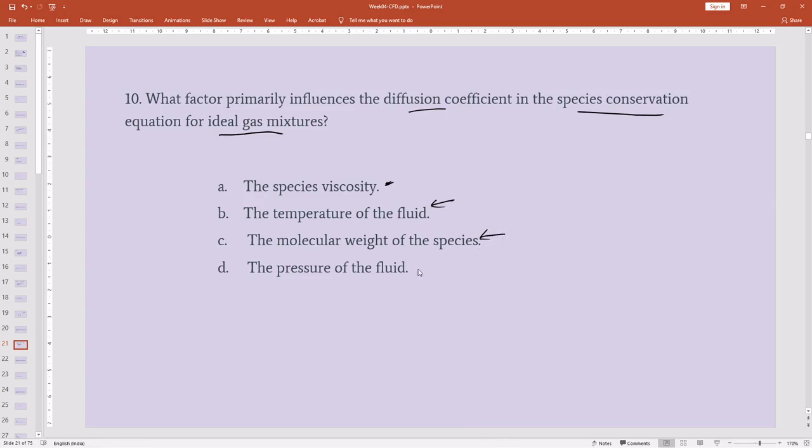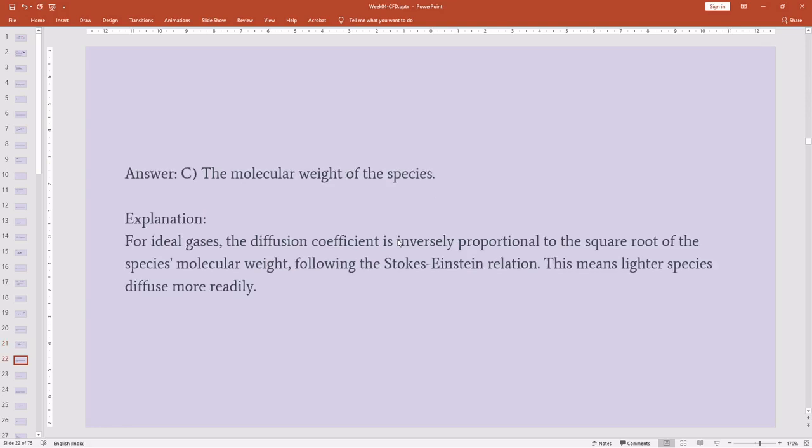I will tell why. The pressure of the fluid also has an effect, but pressure mostly acts on the convection, advection, the bulk transport of the fluid. We have seen in the previous question that pressure does not have any direct influence on the diffusion coefficient. So our answer is the molecular weight of the species, primarily because it's an ideal gas.